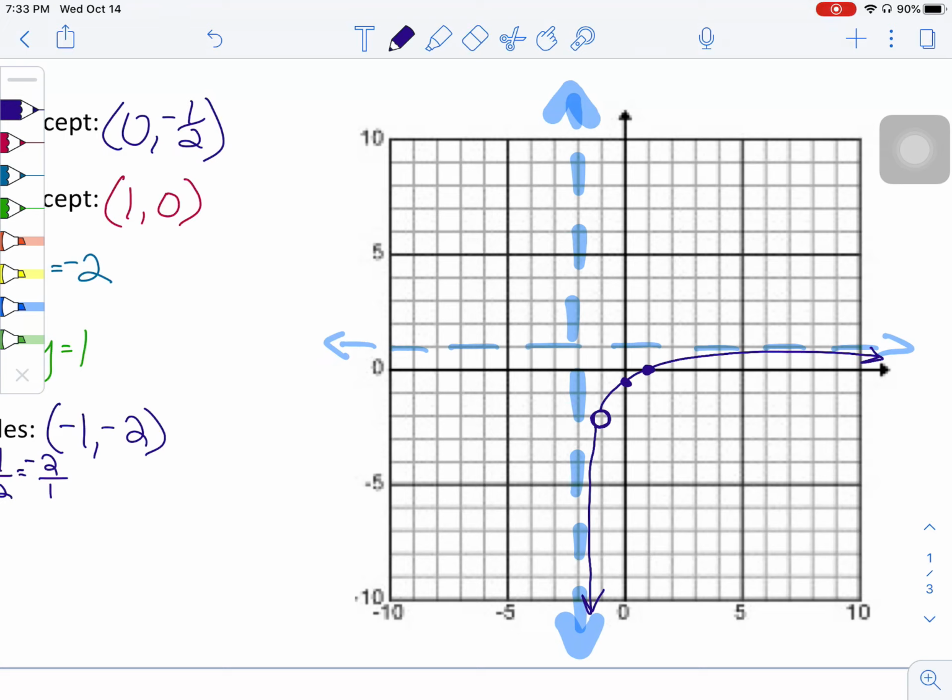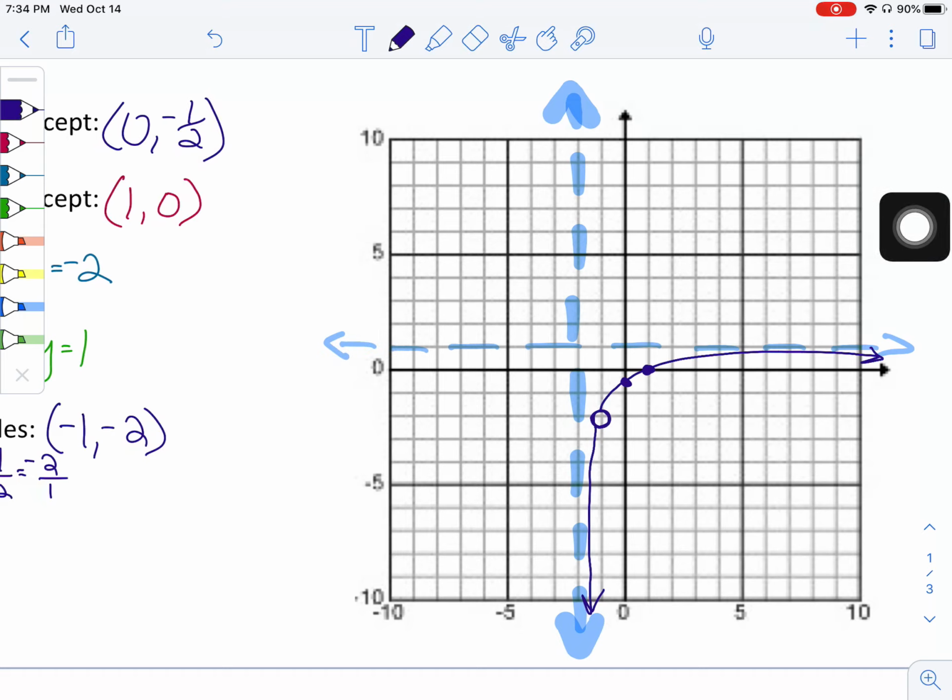Now, we've got a problem. The problem is I know that I have a curve here on the right side. I don't know what's going on the left. It could be in the lower left. It could be in the upper left. I've got to find it. So what I'm going to do is pick a value that is somewhere to the left of my vertical asymptote. You can pick anything to the left of the vertical asymptote.